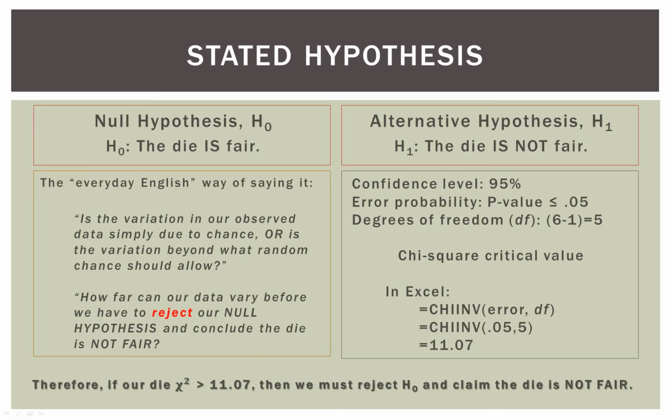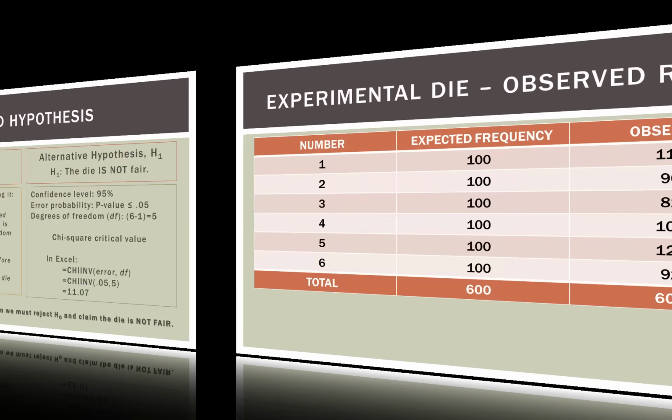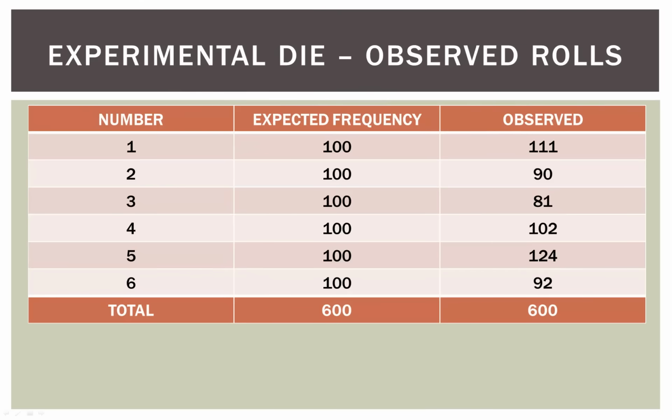So let's go ahead and do this step by step. Okay, so here is our expected frequency, which we talked about. Now on the right hand side is what our data actually produced. These are our actual observations. So 6 days later you come to me and say, here are my observations. The number 1 came up 111 times, the number 2 came up 90, 3, 81, etc. And of course that adds up to 600 total rolls. So those are our observed frequencies when we actually did the experiment.